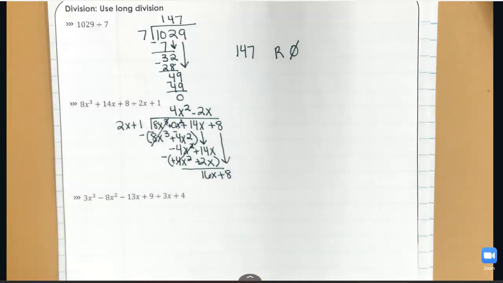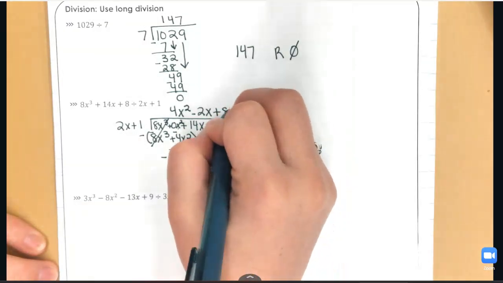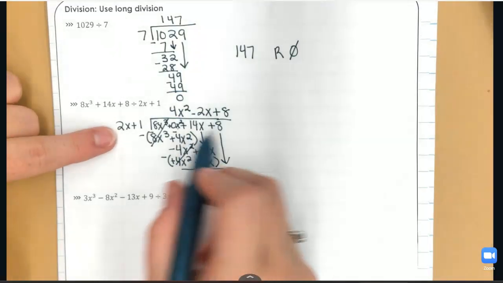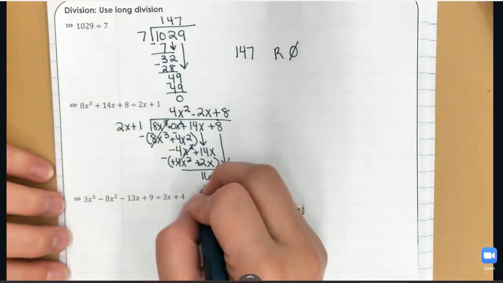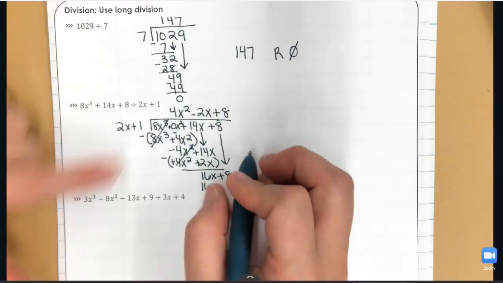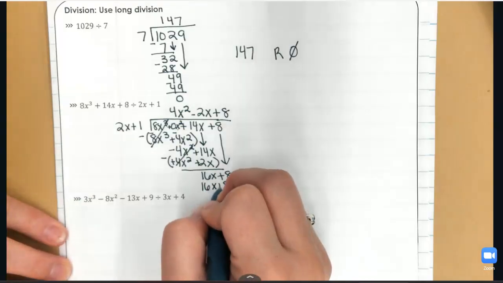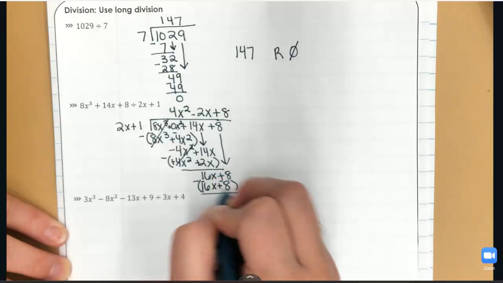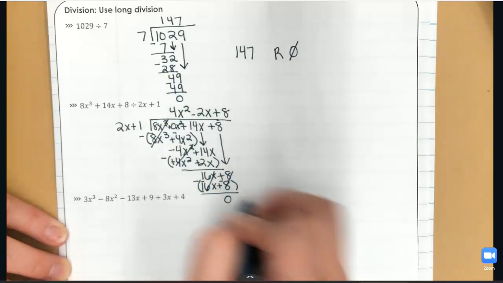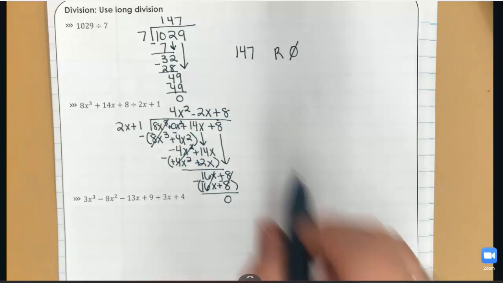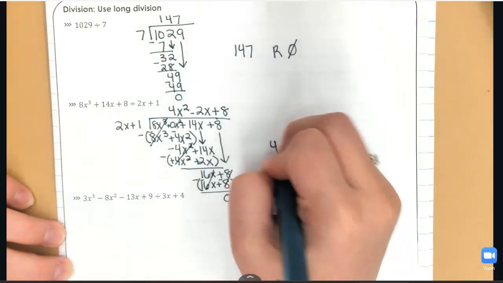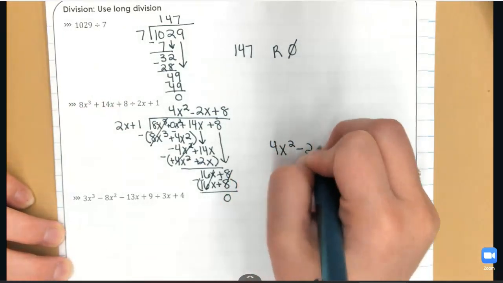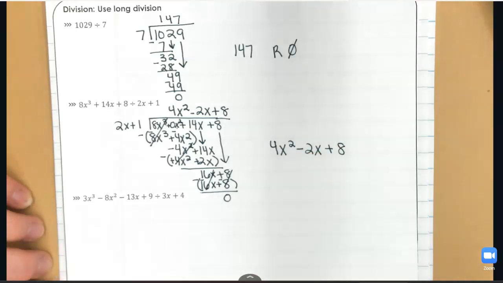How many times does 2x go into 16x? Well, I would need to multiply that by 8 in order for that to become 16x. So 8 times 2x gives me 16x, and 8 times 1 is 8. I'm going to subtract that, and again, distributing the negative. Both of those are going to cancel, and I have a remainder of 0. So that means I am done, and my final answer is 4x squared minus 2x plus 8.